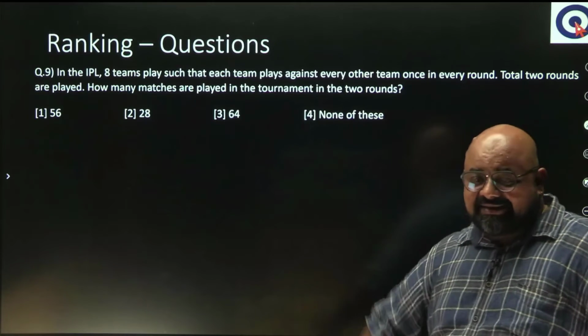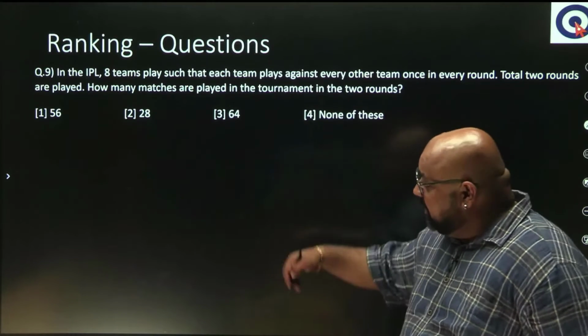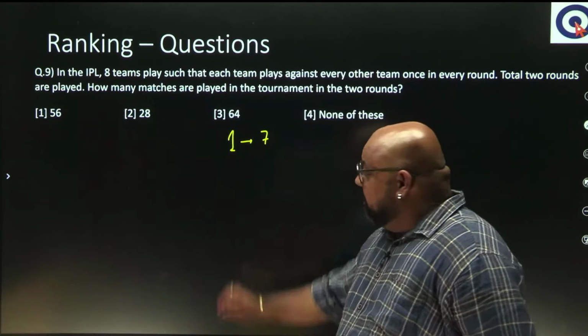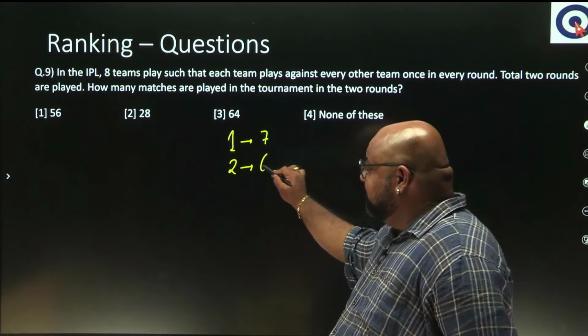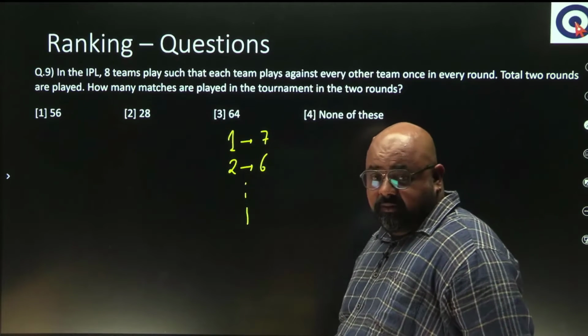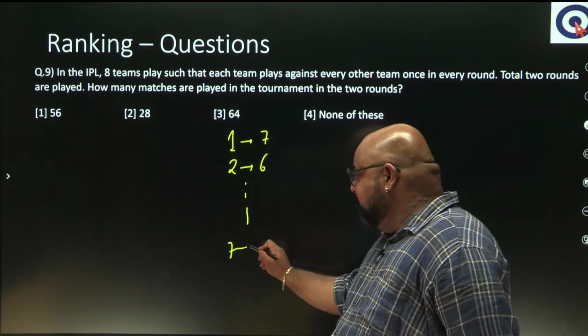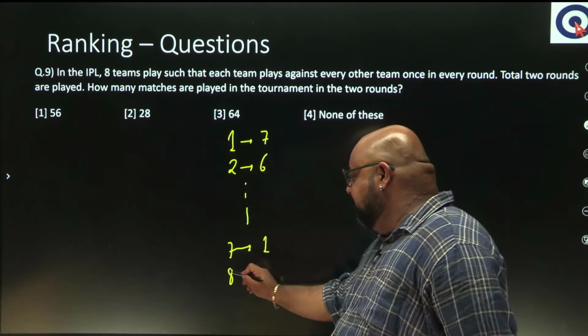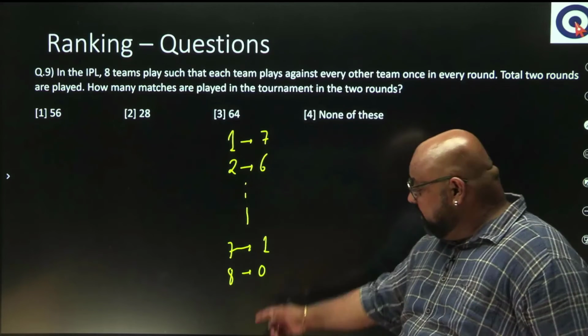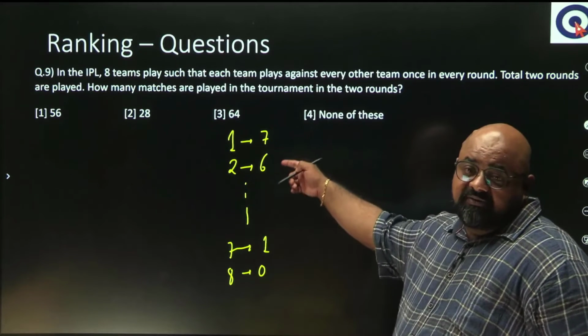Even in this case, if there are 8 teams, team number 1 will play with 7 other teams in round 1. Team number 2 will end up playing with 6 teams because the match between 1 and 2 has already been counted, and so on, right? Where the 7th team will play with the 8th team, and all the matches of the 8th team have been counted. So the number of matches will be 0 plus 1 plus 2 plus 3 plus 4 plus 5 plus 6 up to 7.